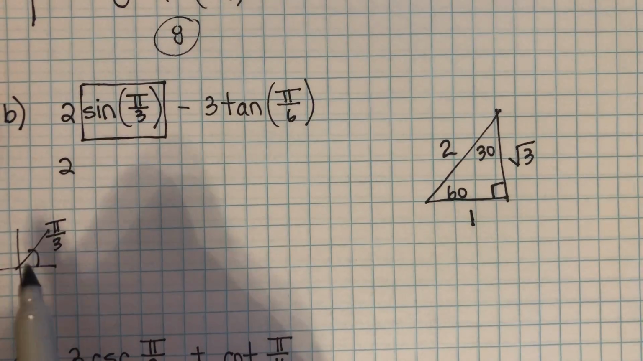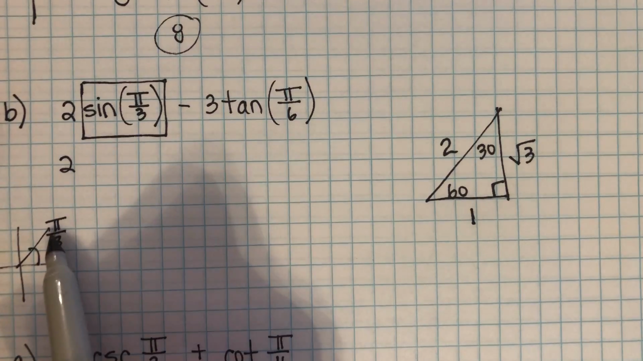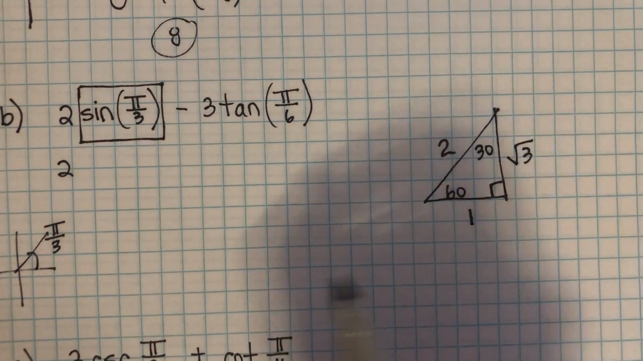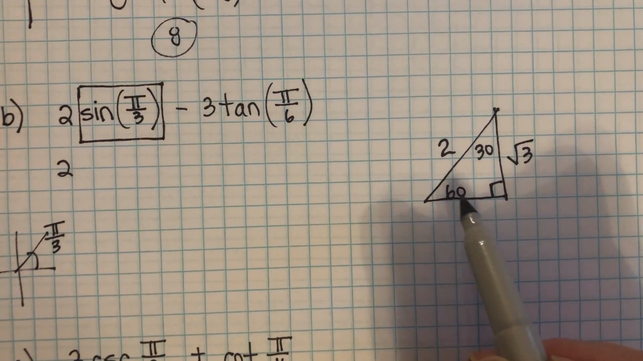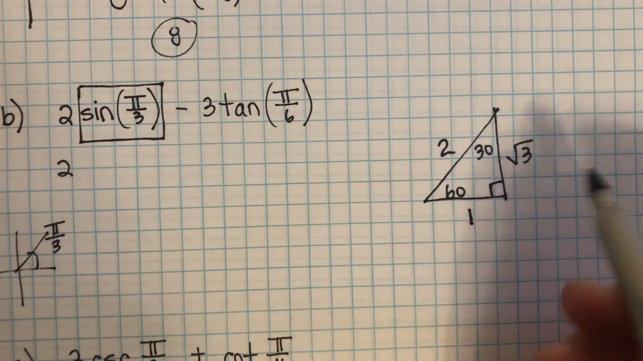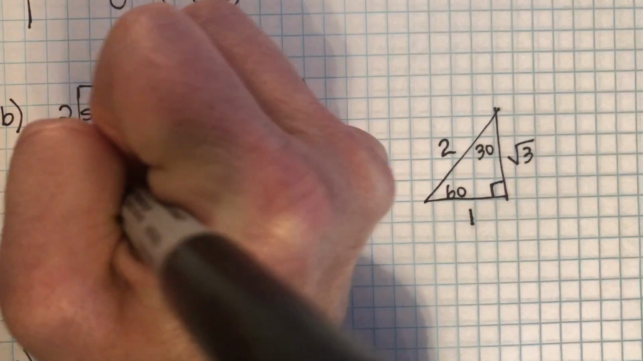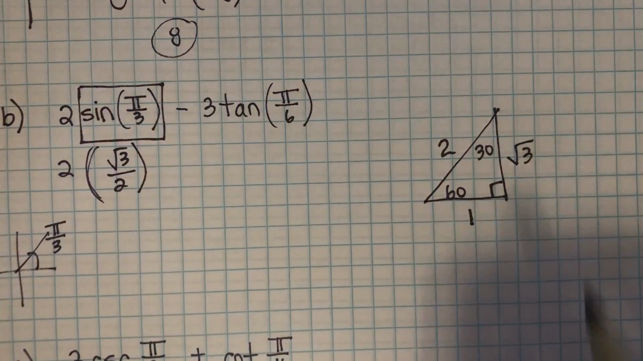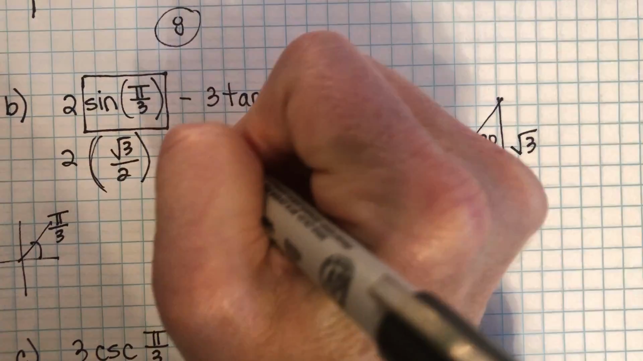So if you can whip that up, you won't even need your unit circle. Otherwise, you would literally go look on your unit circle, go to the pi over 3, the 60 degrees, and the sine would be its y coordinate. But I don't need that. All right, so what's the sine of pi over 3? What's the sine of 60? Sine is O over H. Root 3 over 2. So that's 2 times root 3 over 2. And it's obviously positive because it's in quadrant 1. All right, and then we're minusing 3 times.